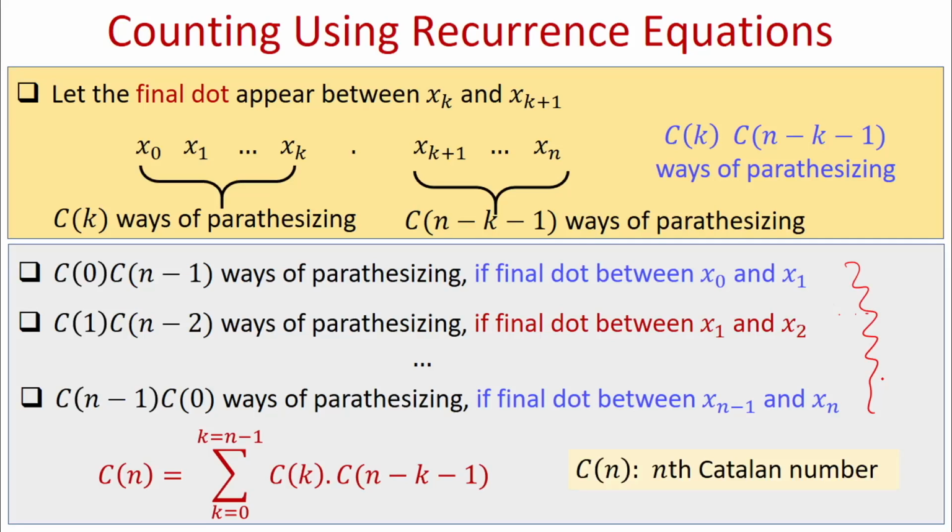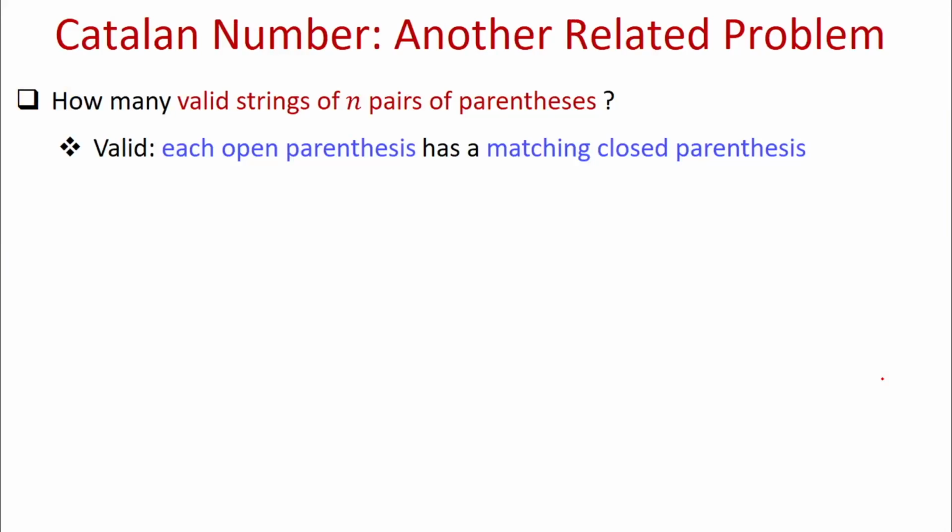So this c of n function is called the nth Catalan number. And it turns out that there are plenty of problems in combinatorics whose general solution is the nth Catalan number. Okay, so let's see another related problem. From the problem description, it might look similar to the problem of specifying the parenthesizing or multiplication order for n plus 1 values, but that's not the case.